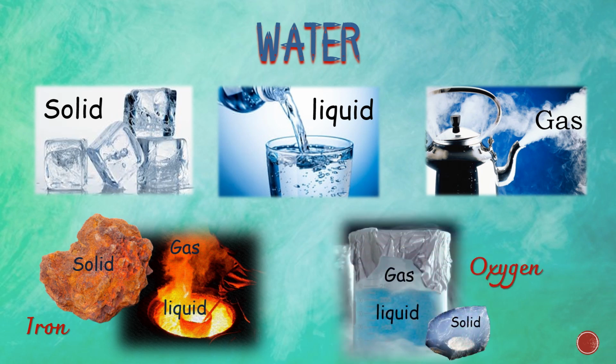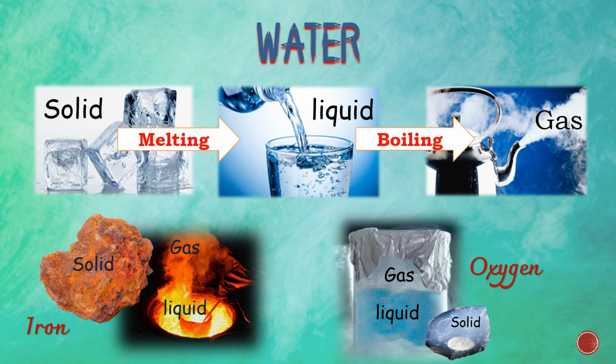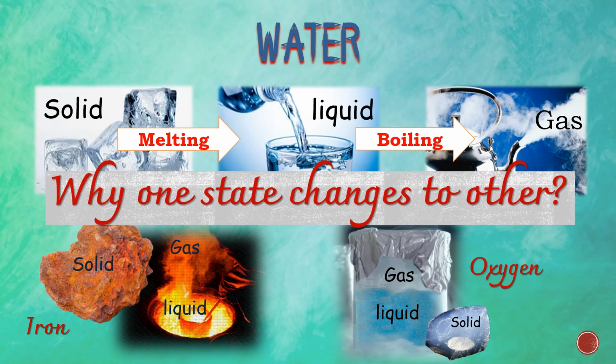These states can be interchanged by heating or cooling. The process of changing a solid into a liquid is known as melting, and boiling deals with the change of liquid into gas. But the question is, why does one state change to another? By the end of this lecture, you would be able to answer it.